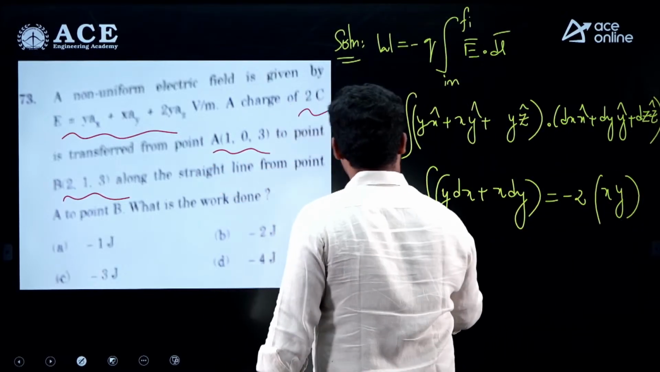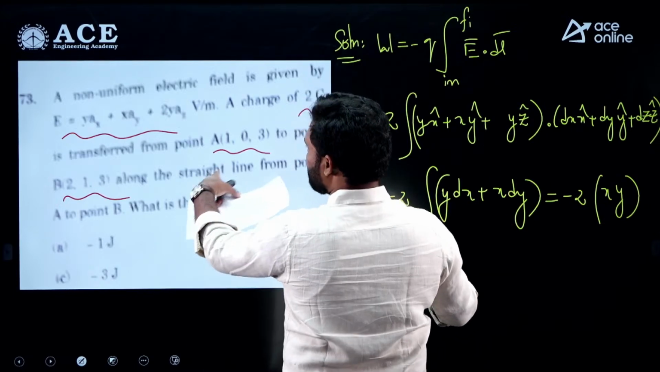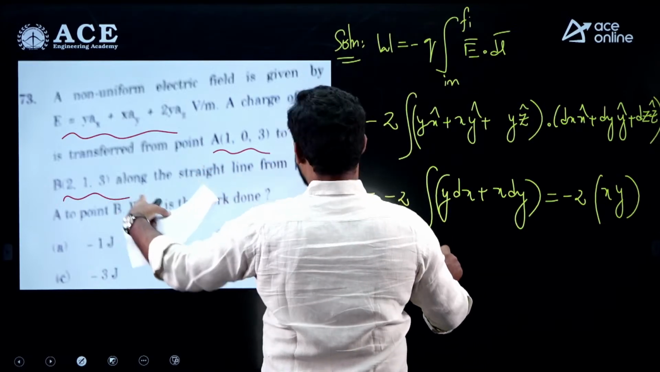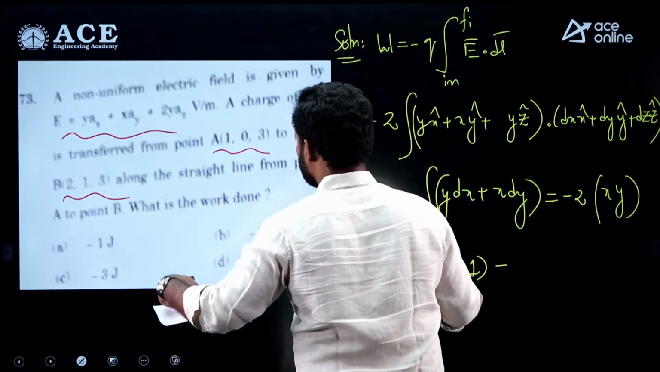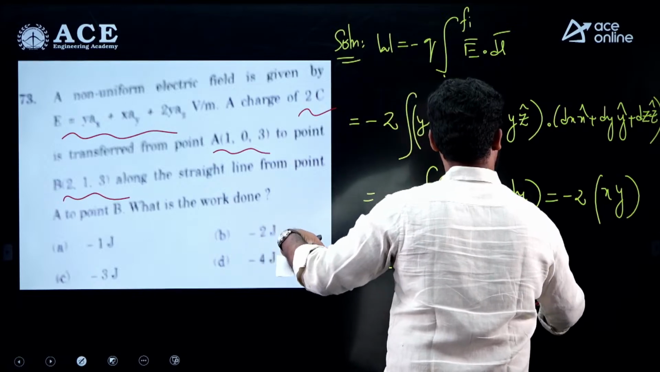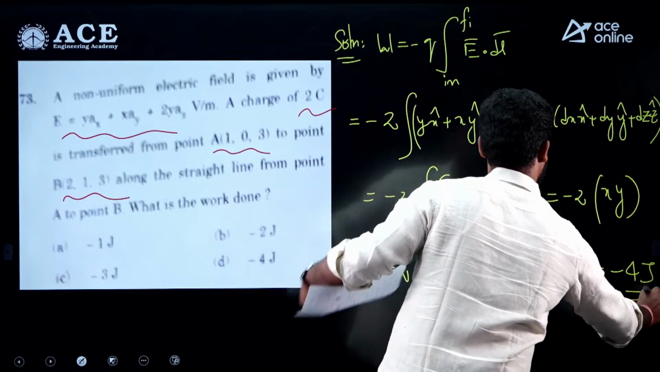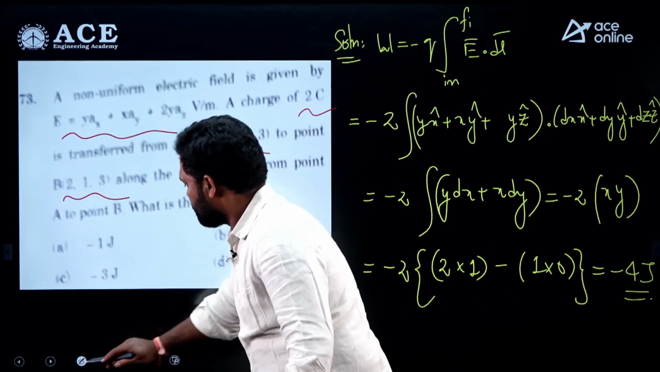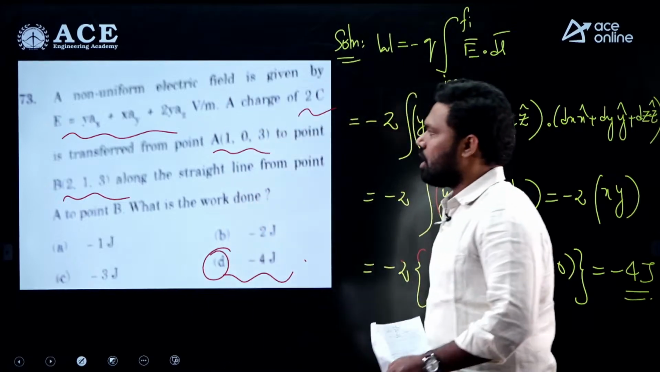You can check out here: upper limit minus lower limit, minus 2 into, what is the upper limit? The upper limit is 2, so it is 2 into 1 minus, fine. So the lower limit is 1 into 0, which gives minus 4 joules as the answer. Okay friends, so what is the answer? Minus 4 joules. Option D is the answer.